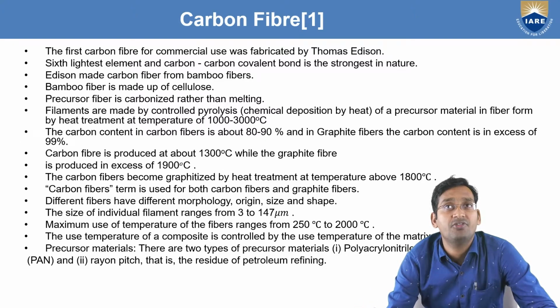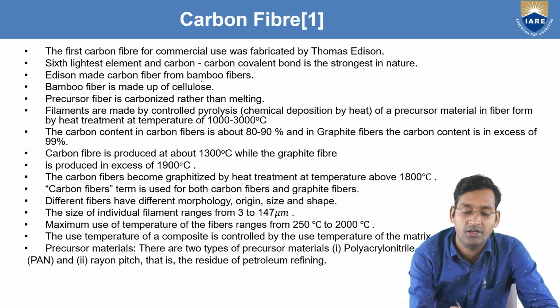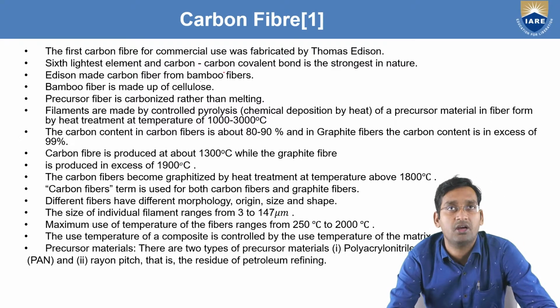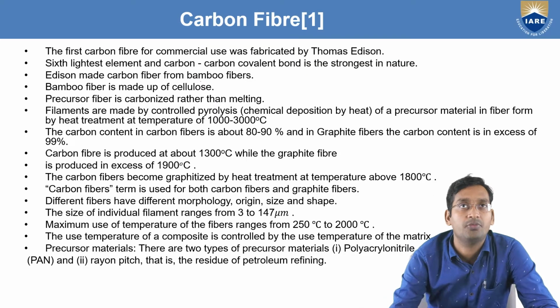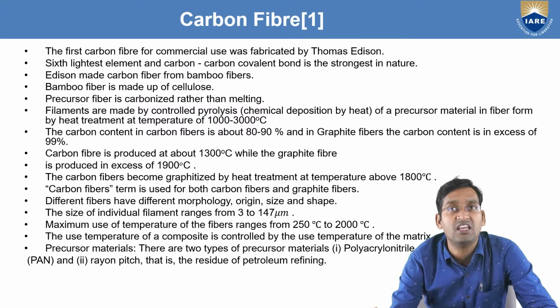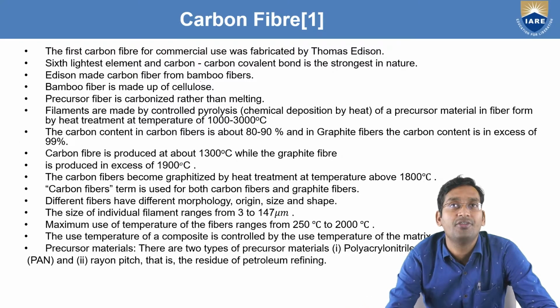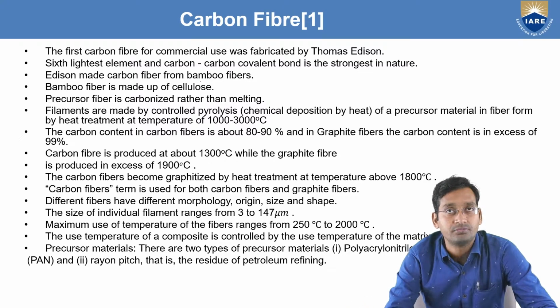Edison made carbon fiber from bamboo fiber. Bamboo fiber is a natural fiber, made up of cellulose. The precursor fiber is carbonized rather than melting. Instead of melting, as in the case of boron, here it is getting carbonized, which means it is allowed to react with carbon.